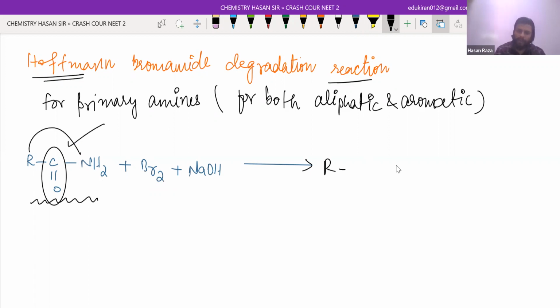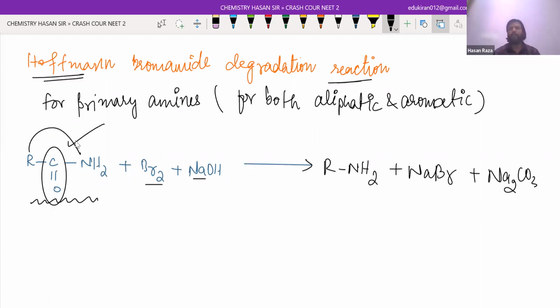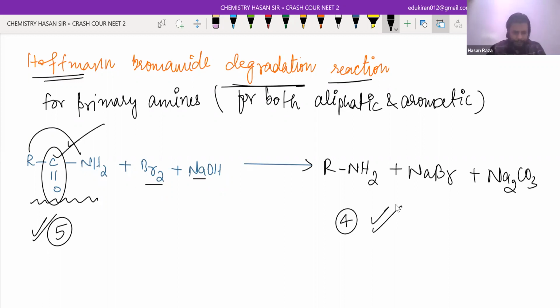First of all, primary amines, along with formation of NaBr, a salt, that is Na and Br, and then also carbonate. This carbon forms carbonate. That's why this is degradation. If you have 5 carbon in amide, you will be getting an amine which will have 4 carbon. Are you getting my point, everyone? It's very easy, right? You can also balance it. If you need to do it, you will be multiplying it by 4 and this will be multiplied by 2. And then you can balance it on your own. Please do this.